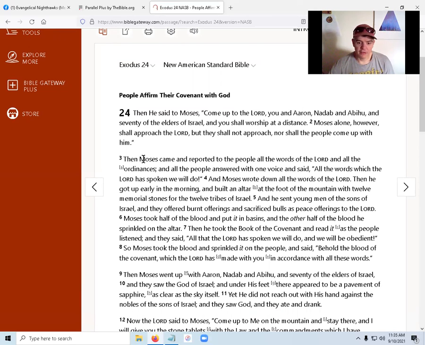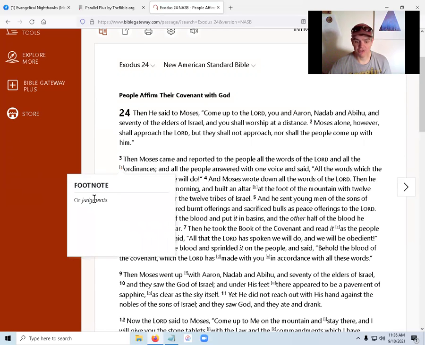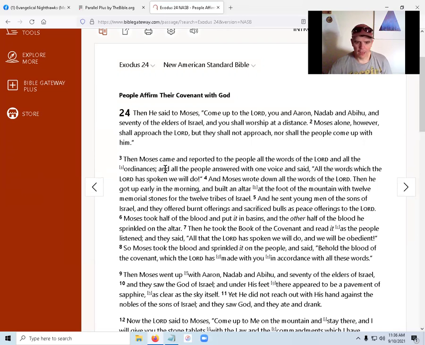Look at this. Then Moses came and reported to the people all the words of the Lord and all the ordinances. So the words of the Lord and the ordinances, those are law. What if I click this right here? Judgments. Okay. And all the people answered with one voice and said, all the words which the Lord has spoken will do. All the people, there's hundreds of thousands of them, all of them at once.